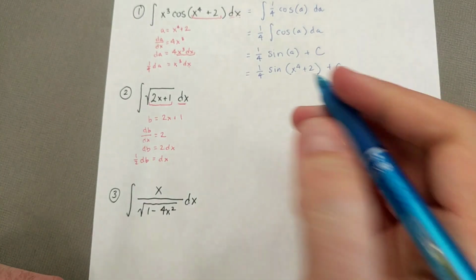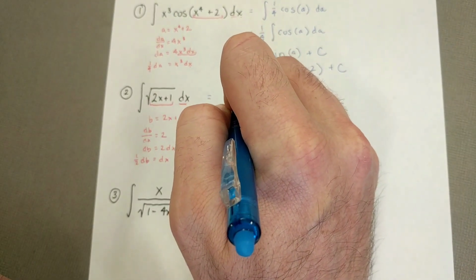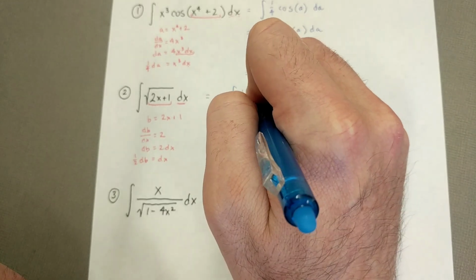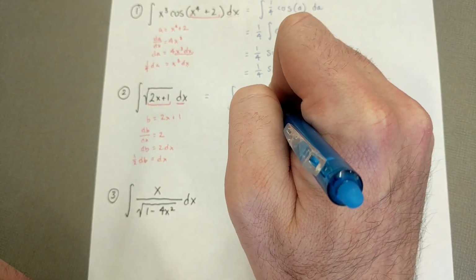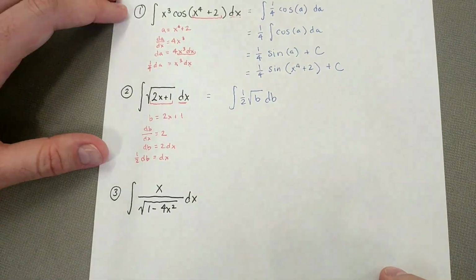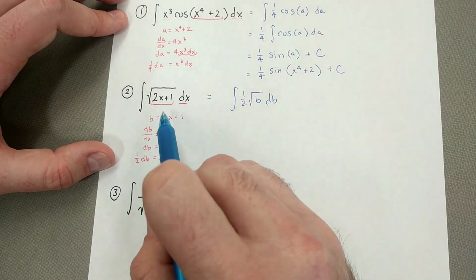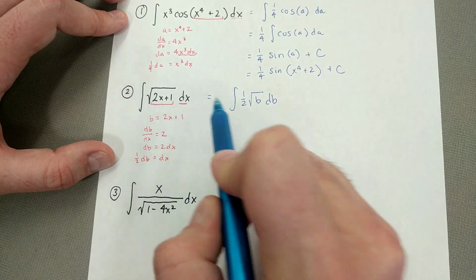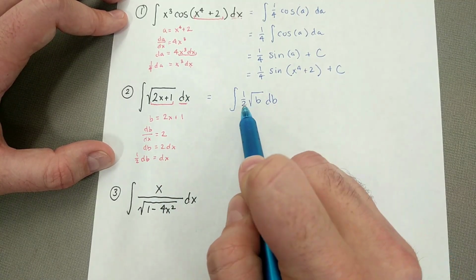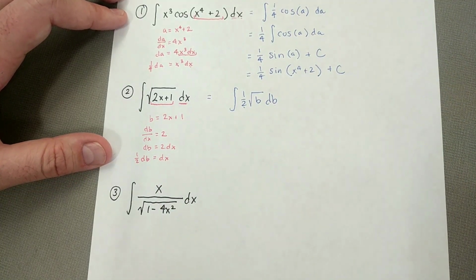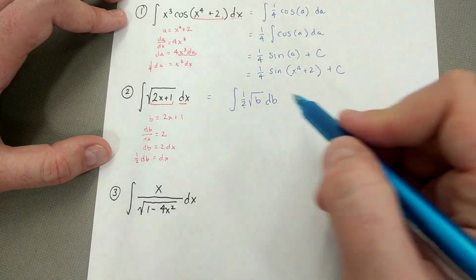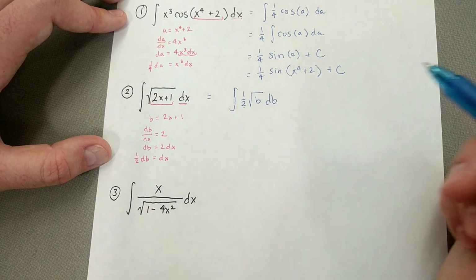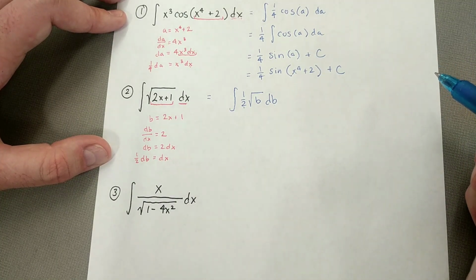So let's do it. So this is going to be equivalent to 1/2 the square root of b db. So you can see that's the square root of b, so the 2x plus 1. And then dx is half times db. I put the half in front just because that's where I want to put it. All this is being multiplied, so the order in which you write it is not that important. But typically, obviously, db dx goes at the end.